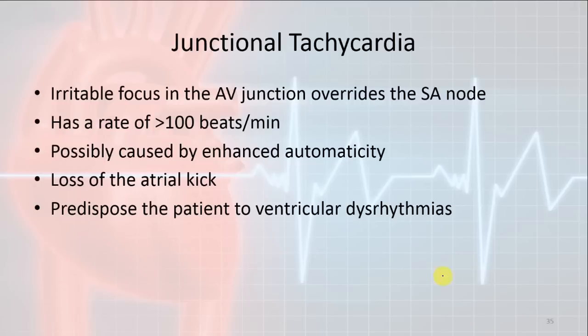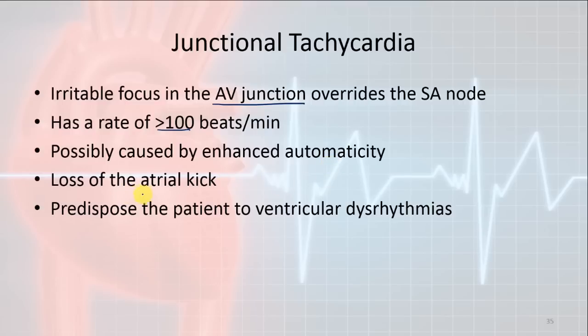Speaking of junctional tachycardia, if the irritable focus in the AV junction or anywhere around there overrides the SA node and has a rate of over 100 beats a minute, it is considered a junctional tachycardia. Most of the time, this is an enhanced automaticity secondary to suppression of the SA node. In this case, the AV junction is beating so quickly it is overriding the SA node and not allowing the SA node to do its job.